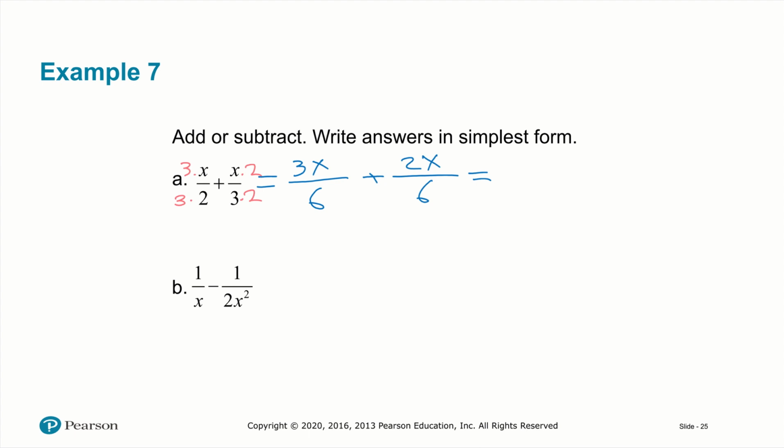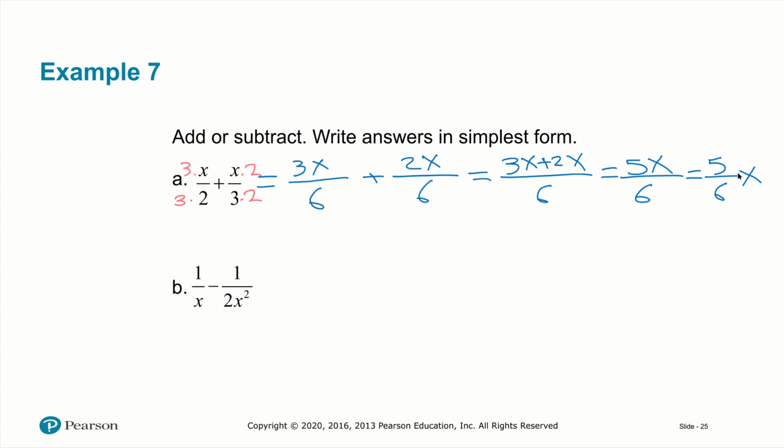We go ahead and now just write the denominator once and combine the 3x and the 2x. So we end up with 5x over 6. Notice that this can also be written as 5/6 with an x on the side like that. They have the same meaning, okay?